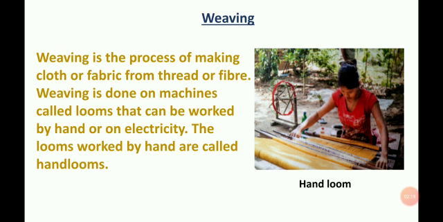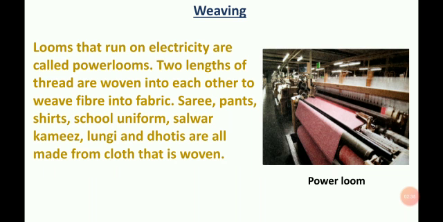Children, weaving is done on machines and they are called looms. These looms can be worked by hand or on electricity. The looms which are worked by hand are called hand looms, while the looms that run on electricity are called power looms. For weaving, two lengths of thread are used to weave fiber into fabric. Examples of woven clothes are sari, pants, shirts, school uniform, salwar kameez, lungi, and dhotis.